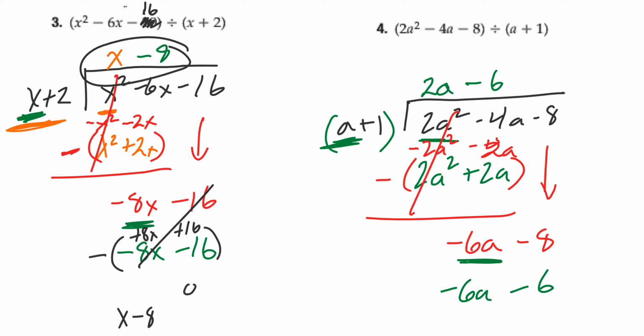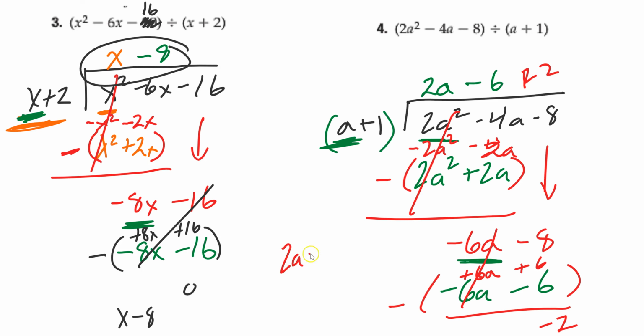And we distribute. That becomes a positive 6a, and that becomes a positive 6. These cancel. Negative 8 plus 6 is negative 2. So that's my remainder. So my answer here is going to be 2a minus 6, remainder negative 2. Or 2a minus 6, and remember, we can put this over what we're dividing by. So you could say plus negative 2 over a plus 1. So again, both ways are correct. This one's a little more classy. Both ways are fine though.